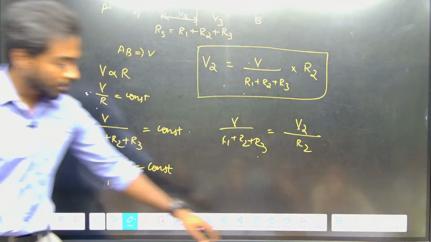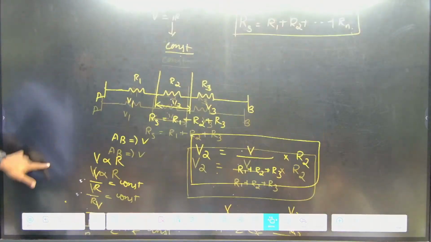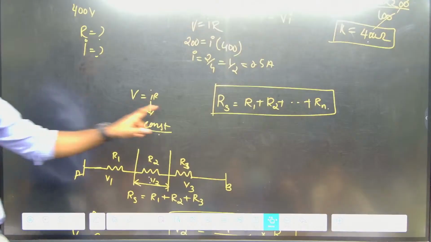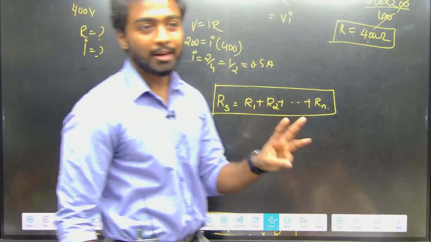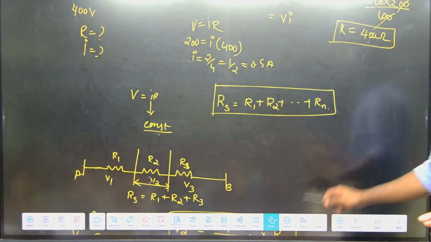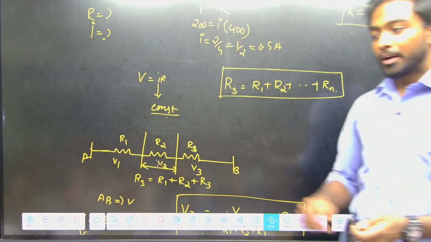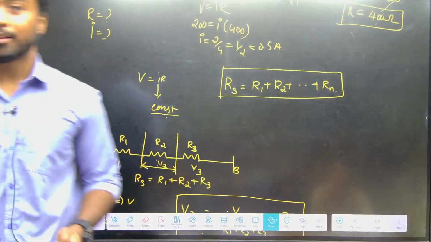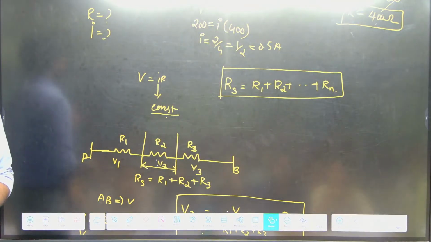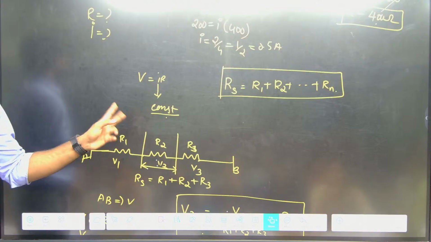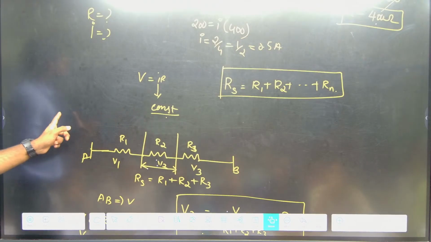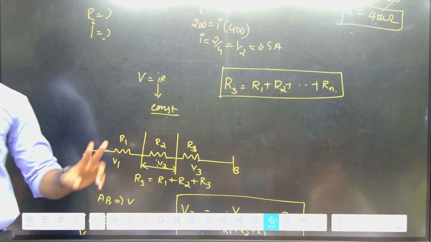Listen carefully now, I will explain once again. Series means nothing but R1 plus R2 plus R3 up to Rn, and we know that V equals IR is Ohm's law. They have given that I is constant for the series. I is constant, the remaining two are not constant, they will change. The potential will change in each resistance.